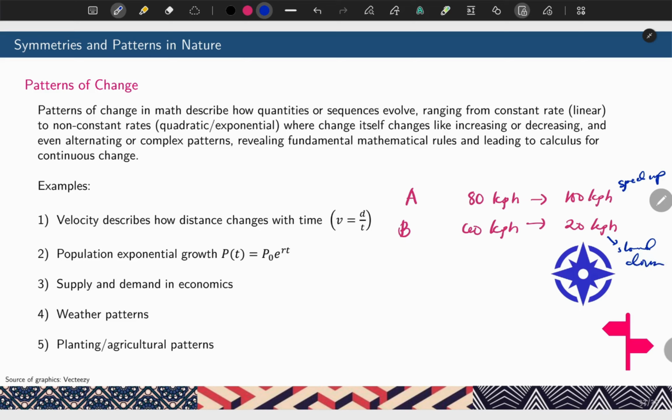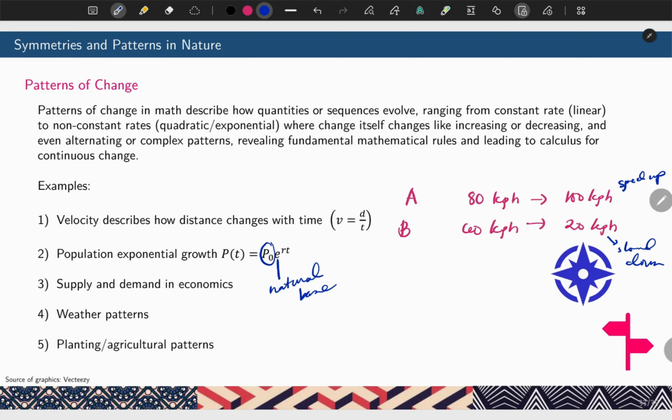Okay? Number 2, population exponential growth. This one has a formula. P of t, the population at that time, is equal to the initial population times e, the natural base. We'll talk about this later. Raised to r times t. r is the rate and t is the time.